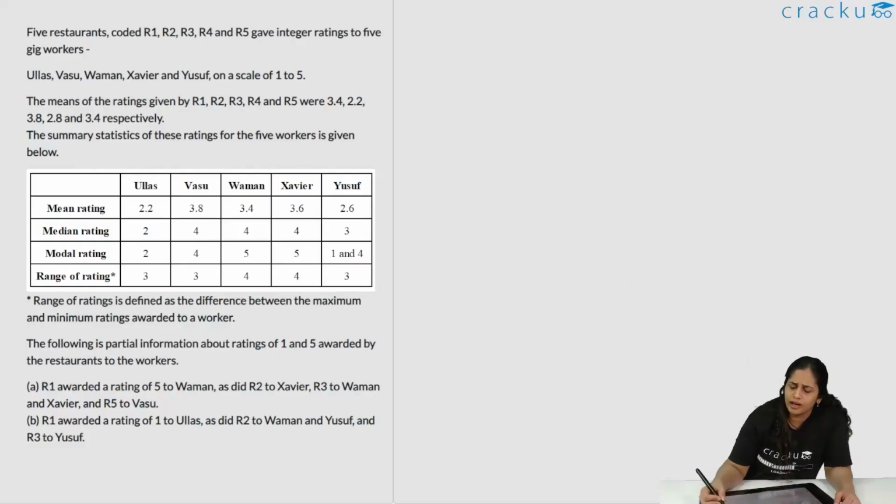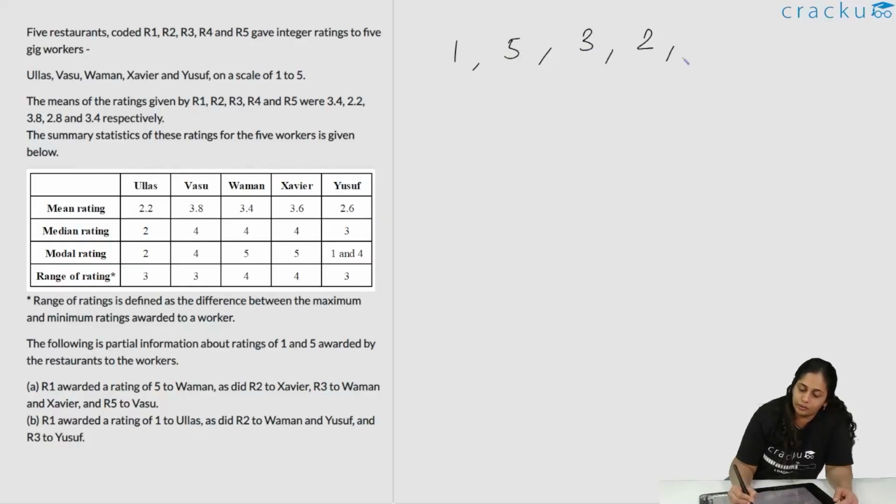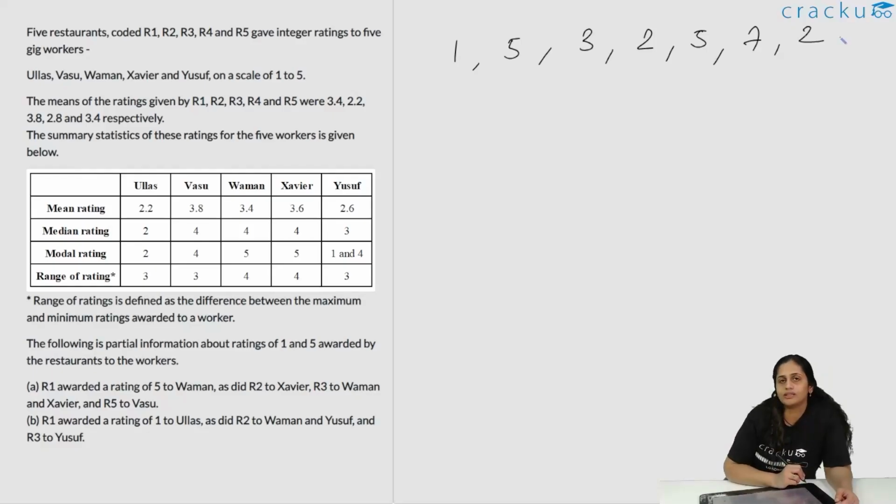What about mode? I'm sure many of you would have heard about mean and median but not heard about mode. Mode is basically, if you take any set of values, the value which comes the most number of times in that set. So suppose you have 1, 5, 3, 2, 5, 7, 2. In this case, what is the mode of this set?